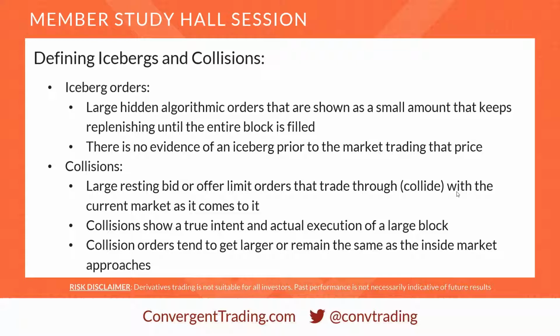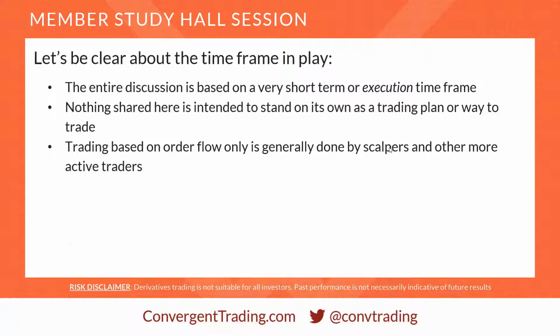Collision orders tend to get larger or remain the same as the inside market approaches. In other words, as you know, there are a lot of spoofers in the market. There are orders that keep popping in and out, but when I'm anticipating a collision, generally I'm seeing that the size is actually growing as the market is coming to it. It's not backing off. Whereas with a lot of the spoofy stuff, as the market moves up, the orders get thinner until they trade at that price. So there's a significant difference between collisions and icebergs here.